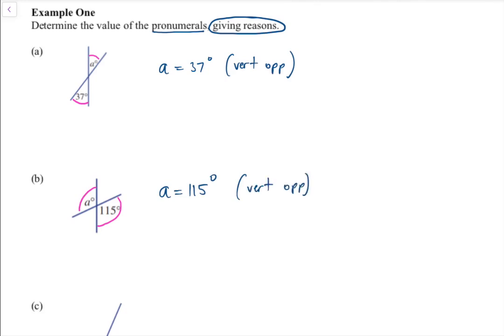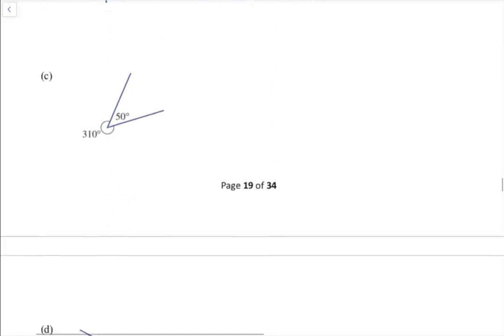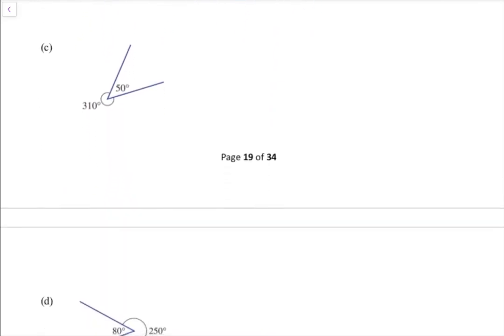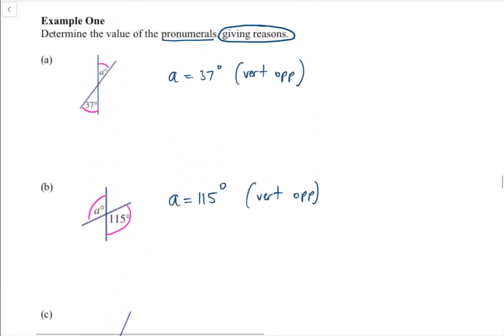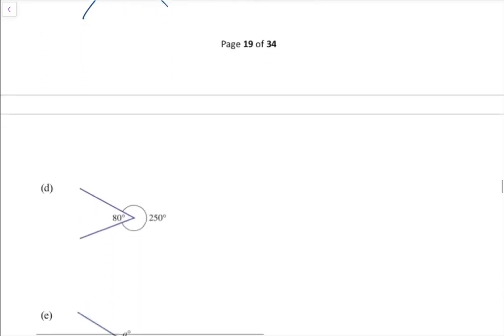Remember, I must have those brackets. Let's go to part C. When I'm at part C, there's no vertically opposite angles here, but I can see I've got 50 degrees and 310 degrees. There's not even a pronumeral with that one, which is a bit stupid. 310 and 50 do add up to 360, so they represent a full rotation, and that's not actually a question, so don't worry about that question there, because it doesn't have a pronumeral in it.